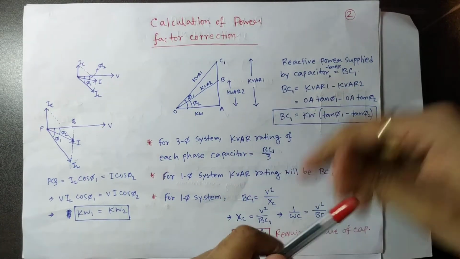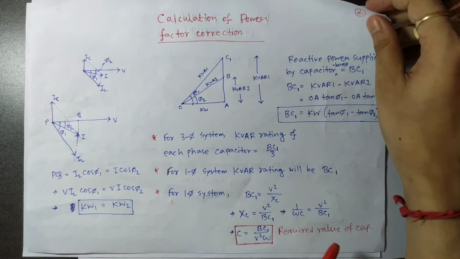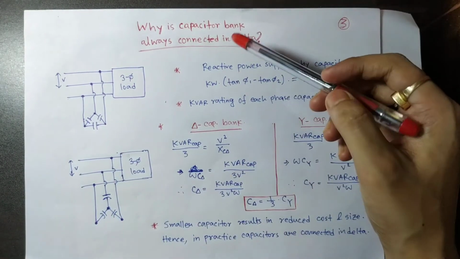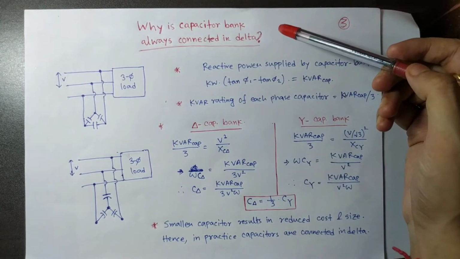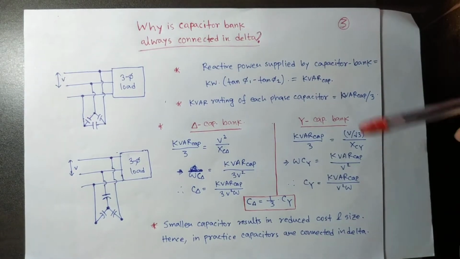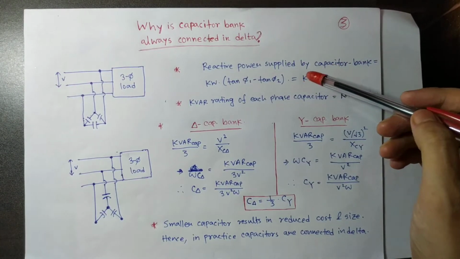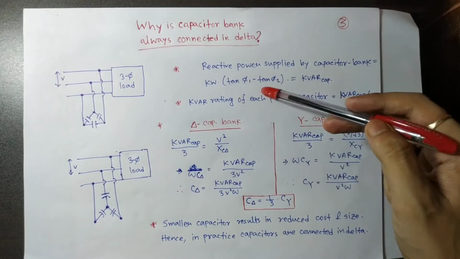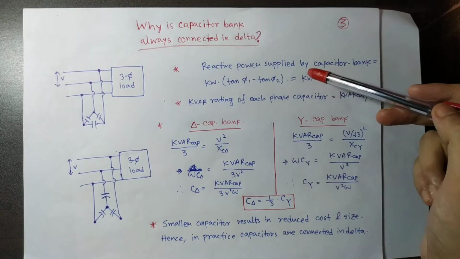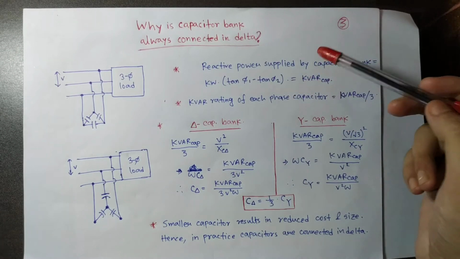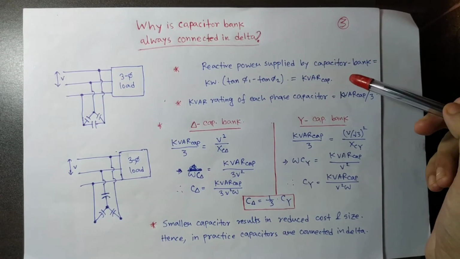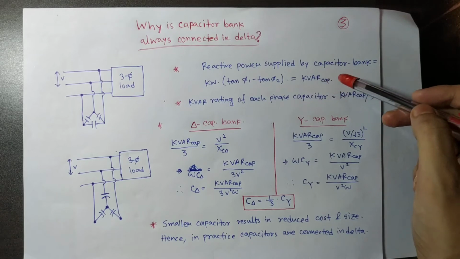But in today's video lecture we'll see what the required value of capacitor is for a three phase system, right? And we'll also see why the capacitor bank is always connected in delta. Okay, so as discussed earlier, the reactive power supplied by the capacitor bank is kilowatt multiplied by tan phi 1 minus tan phi 2, where phi 1 and phi 2 are the power factor angles before and after the power factor improvement respectively. And let's say that is kVAR cap.